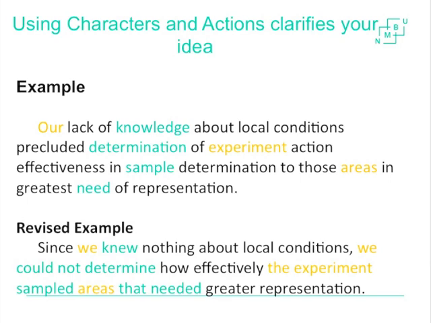Since we knew nothing about local conditions, we could not determine how effectively the experiment sampled areas that needed greater representation. Notice how adding subjects such as we, the experiment, and areas, as well as using verbs to describe action, makes this sentence clearer.